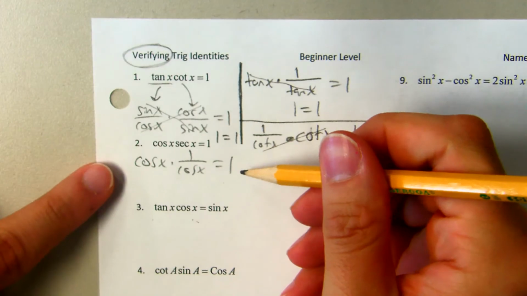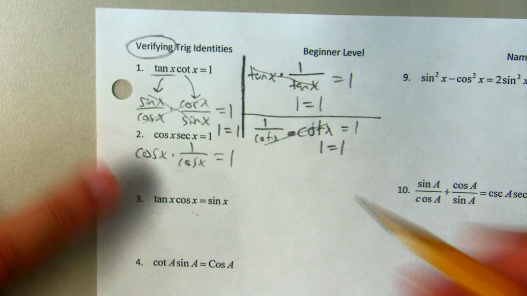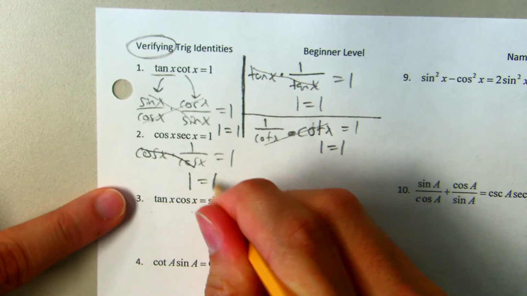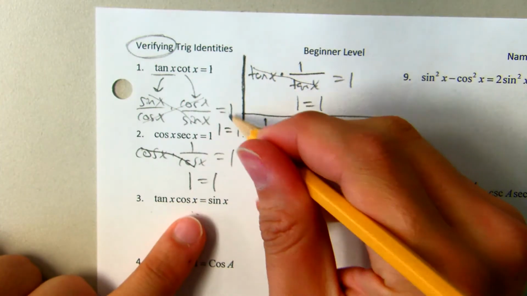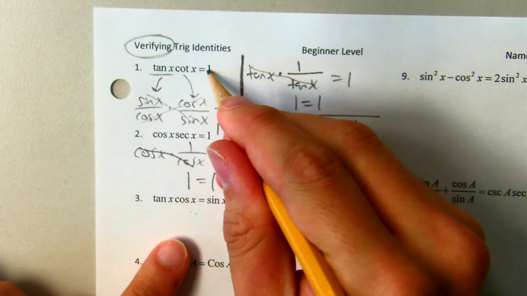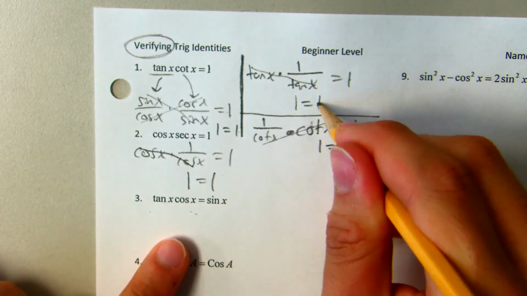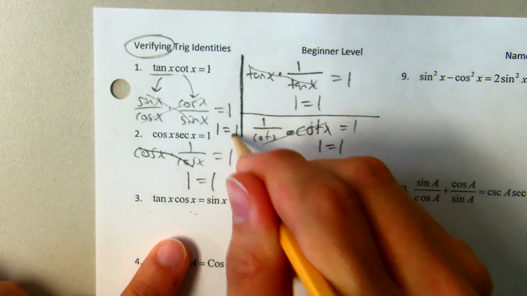So, is this going to help us finish this one? Times cosine divided by cosine, 1 equals 1. Now notice, I'm not adding anything over to the other side, I'm not subtracting anything, I'm not dividing anything. I'm leaving one side alone the whole time. 1 stayed 1 all the way through.